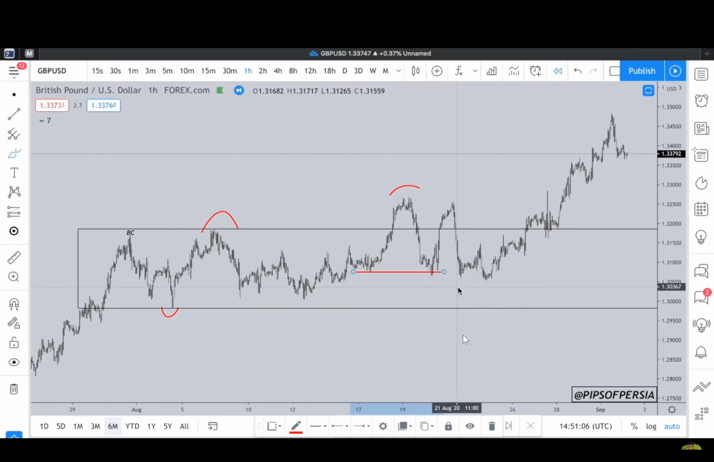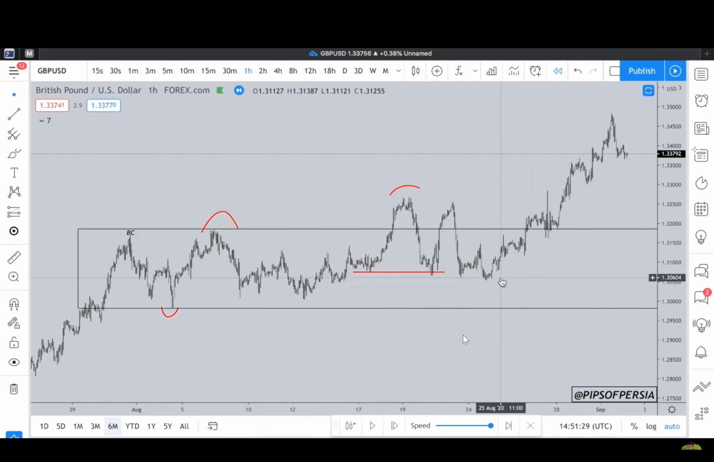So even if you were looking at that as a potential distribution, you shouldn't have necessarily taken the trade once we created that, let's say, upthrust after distribution. You would have still waited for confirmation of bearish structure, and then once you started to see this move higher, then obviously you would have stopped taking any sell positions.